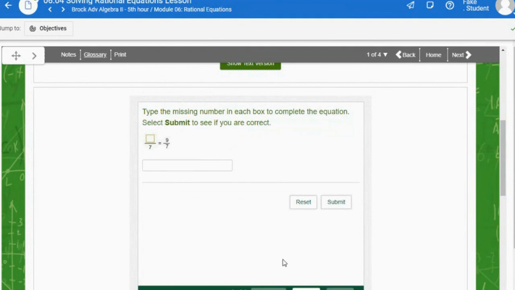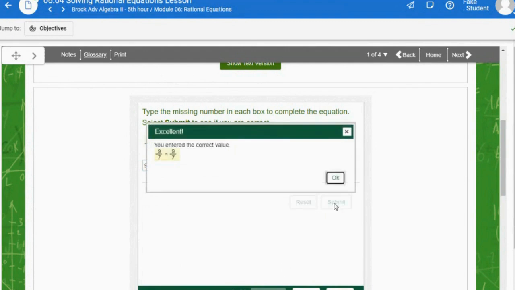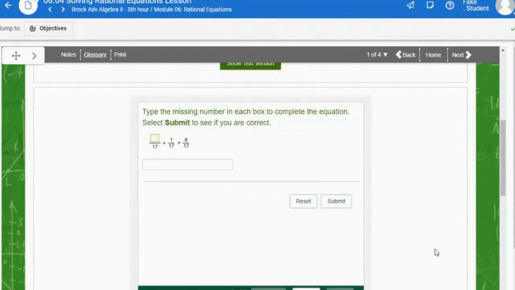What over 7 equals 9 over 7? This is just the beginning questions to make sure you're actually awake and functioning, because yes, 9 over 7 equals 9 over 7. But now they do get a little trickier. Yes, 9/7 equals 9/7. Nothing else would work. Now this gets a little trickier. Blank 17ths plus 1/17 equals 8/17.